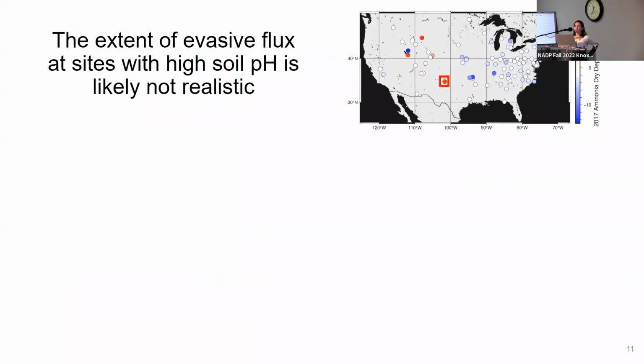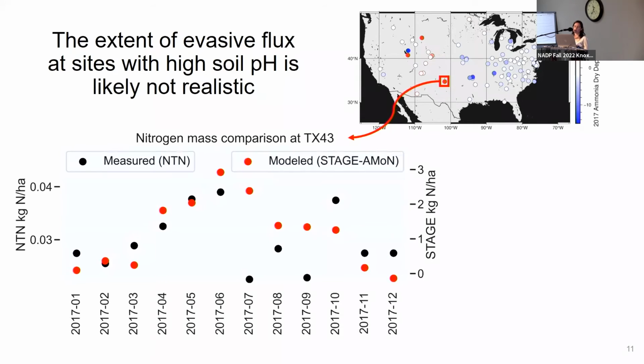And so we conduct a somewhat crude mass balance approach, where we have used the National Trends Network wet deposition budgets for nitrogen at one of these high soil pH sites to try and see if we can recover, on an annual basis, essentially the extent of upward fluxes that our model is representing. And so that's what I'm showing here.